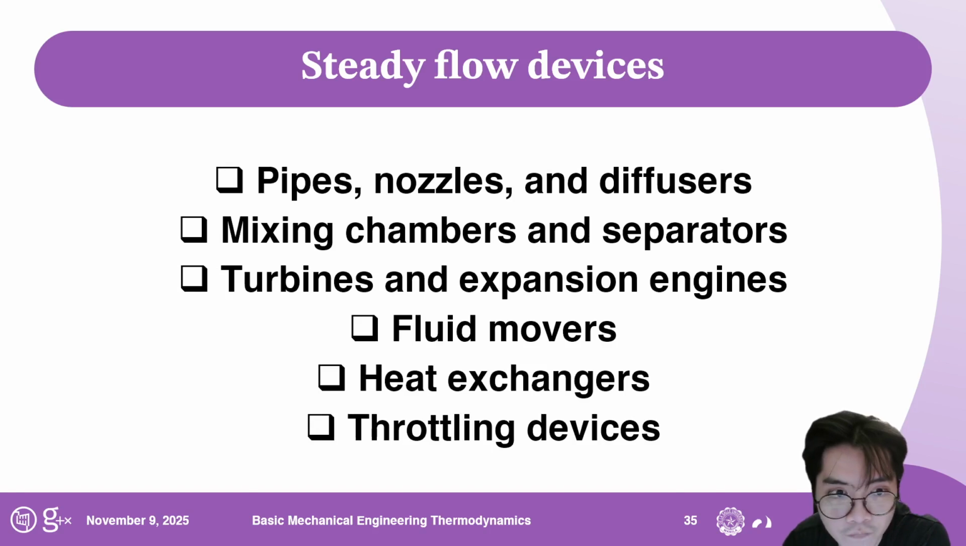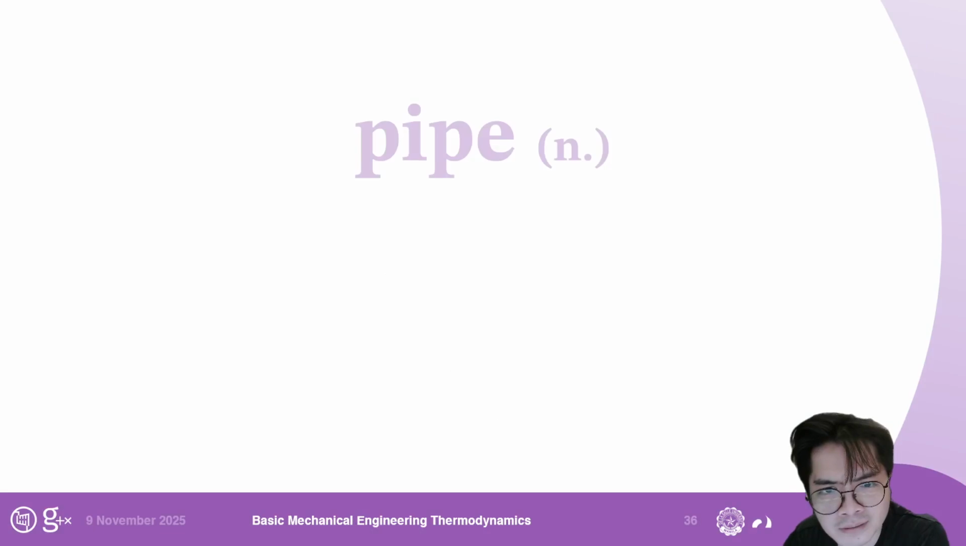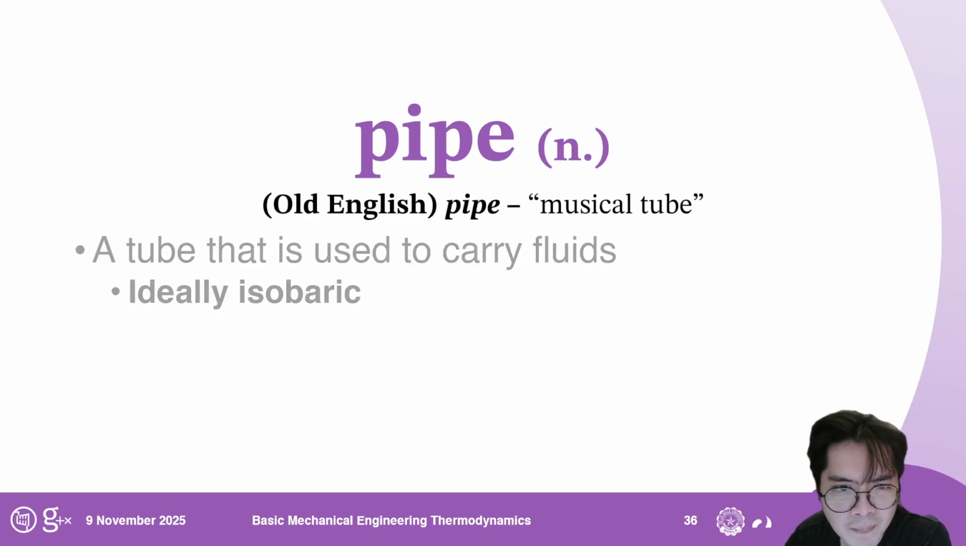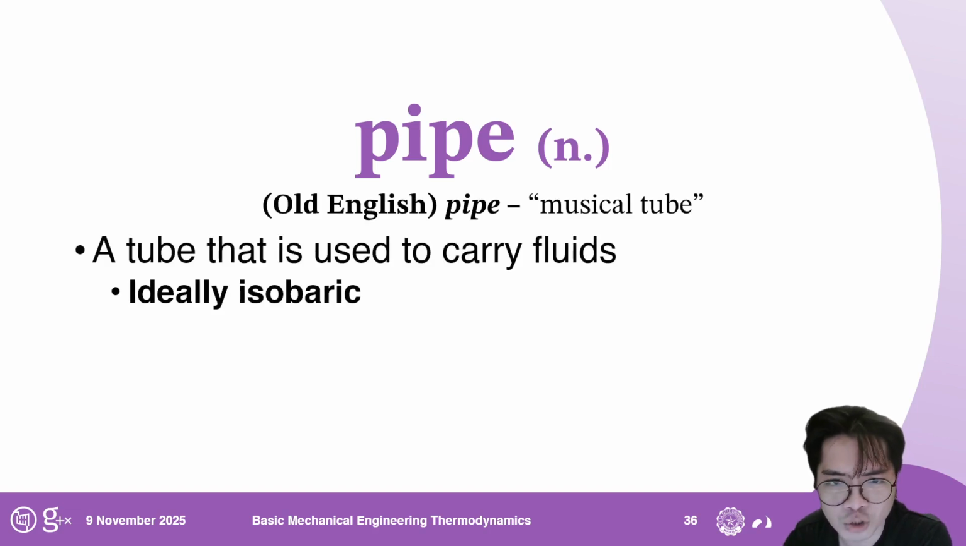We will start off with pipes, nozzles, and diffusers, and of course, those have to be the most basic ones, right? Pipes, right? If you want to define what a pipe is, then go ahead, right? A pipe is basically just anything that is used to carry fluid, right? And in this case, I have to declare that in a pipe, the ideal process is isobaric, right?